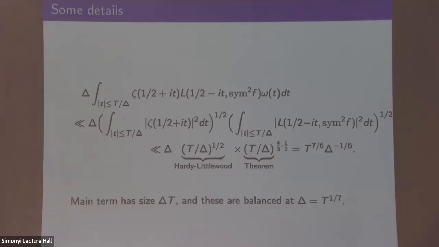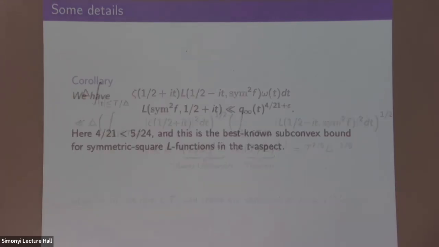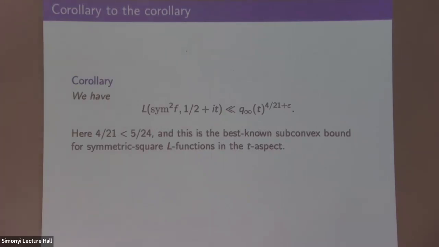Okay, and so you just choose delta so that these terms are balanced, and that happens to occur at t to the 1/7. Then you input that back into this problem, and this actually gives you a better subconvexity bound for symmetric square L functions on the critical line. So yeah, there's this nice corollary. It wasn't really why I was originally interested in the problem, but it turned out there were some nice corollaries to the theorem. And there's another one I want to mention in just a moment.